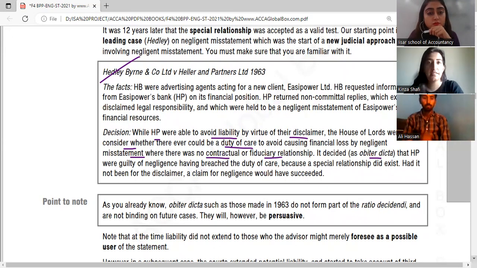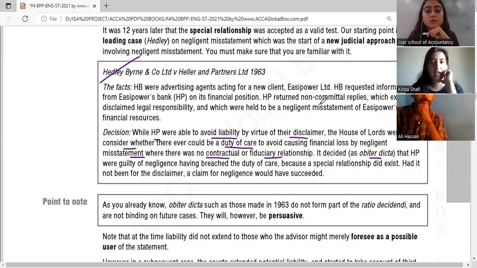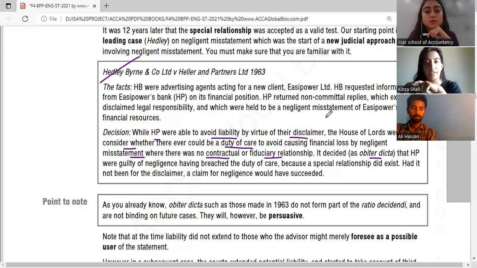Ma'am, there was an advertising company, HB, and they were making advertisements maybe for SE Power Limited. Now, HB company requested some information so that they can advertise. SE Power gave them their financial statements, without taking any promise that they won't give it to any other source. Now I think SE Power is suing HP for negligence of their misstatements. They are giving them the responsibility.